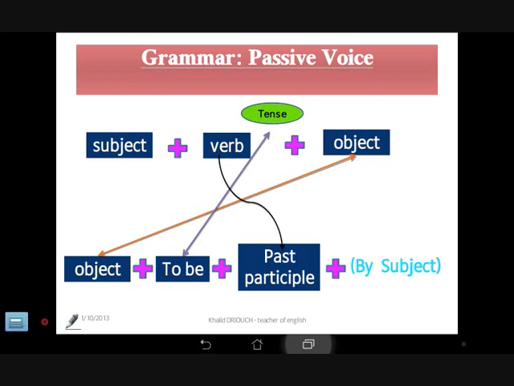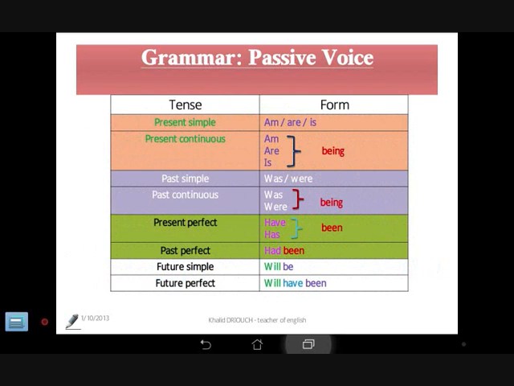Now, you might have noticed in the previous slide that one of the important elements in the passive form structure is the verb to be. So here is a table that summarizes all the forms of the verb to be in the different tenses that students of baccalaureate are acquainted with. The verb to be in the present simple will always be am, are, is. Present continuous, am, are, is, being. In the past simple, was or were. In the past continuous, was or were, being. In the present perfect, have or has been. In the past perfect, had been. In the future simple, will be. In the future perfect, will have been.